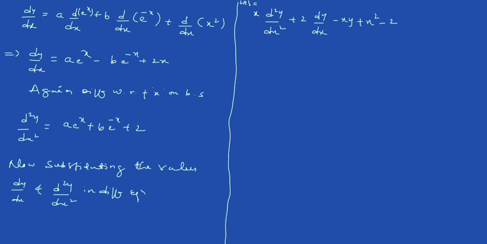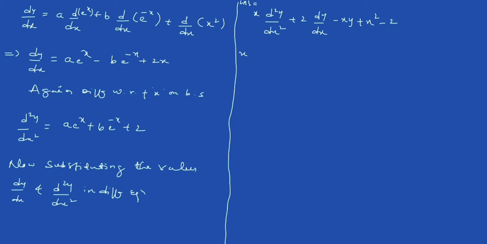RHS is 0 here, so we have to prove 0 by substituting dy by dx and d2y by dx square. If we substitute in this equation and get the value which equals 0, then the given function satisfies the corresponding differential equation, we can say. If it is not equal to 0, then we can say it is not the corresponding differential equation of the given function y, right? So let's substitute the values.